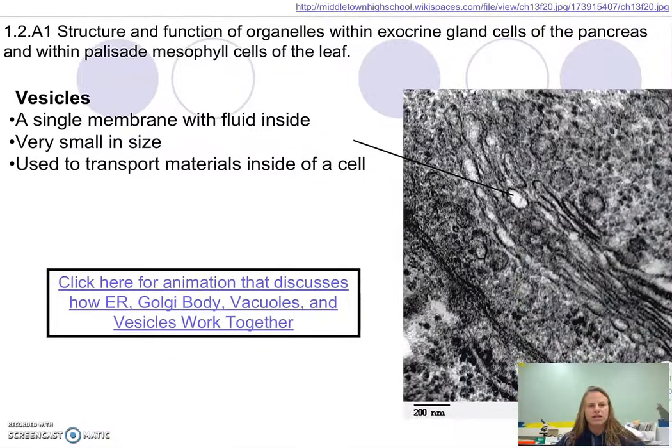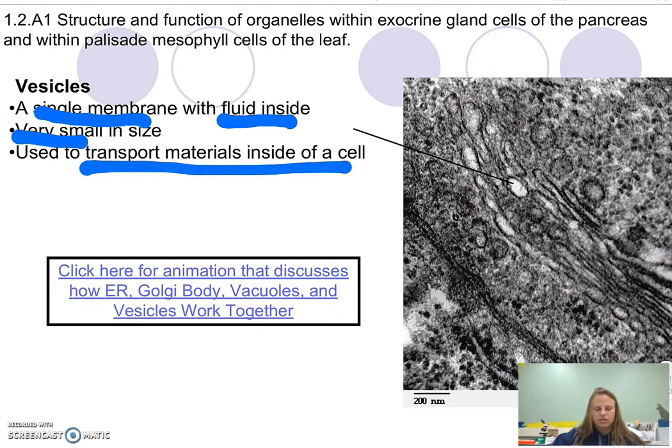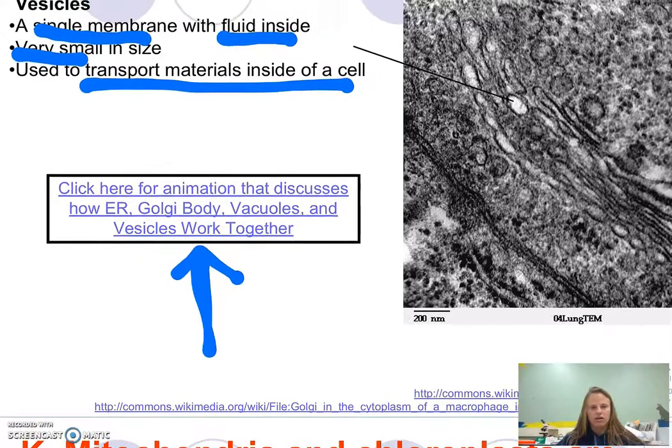And now let's get to vesicles. Vesicles have a single membrane. They contain fluid inside. They are very small, and they're going to transport materials inside of a cell. If you're interested in revisiting the endomembrane system, this is a nice animation that summarizes all of the organelles that we just discussed and how those organelles work together. Next video, I'm going to discuss with you peroxisomes and cytoskeleton.